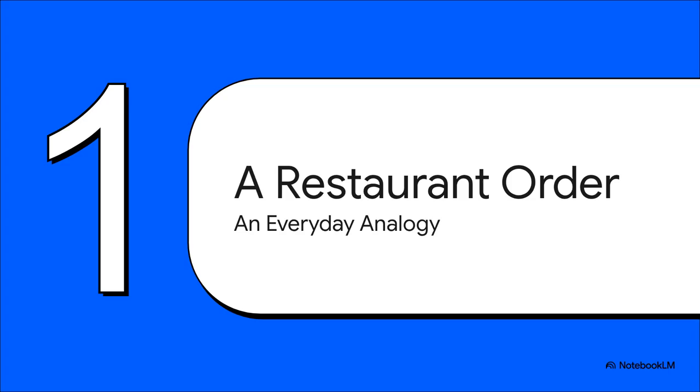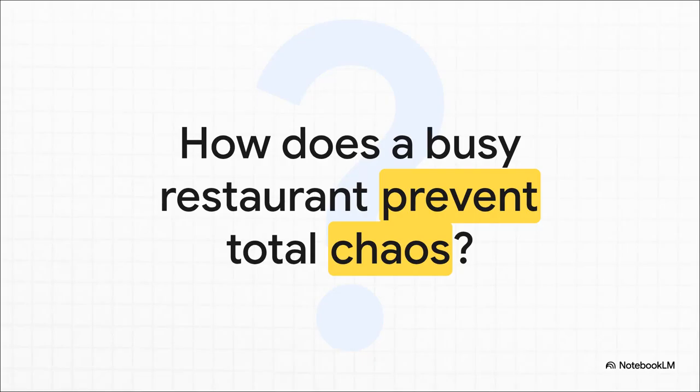Just ordering food at a really busy restaurant. I mean, seriously, just think about it for a second. You've got all these moving parts, right? Customers are trying to decide what to eat, waiters are rushing back and forth, and the cooks in the kitchen are juggling a dozen different dishes at once. Without a solid system, it would be an absolute disaster.